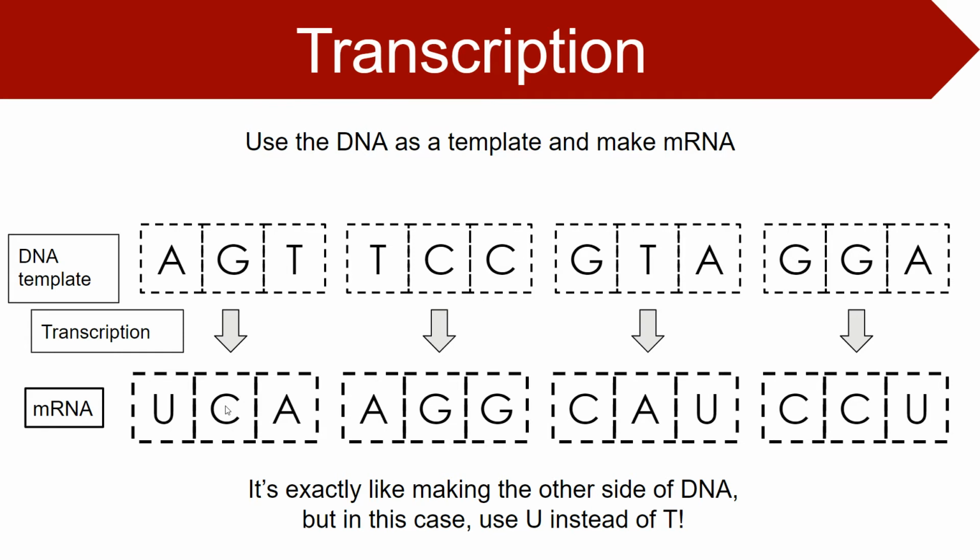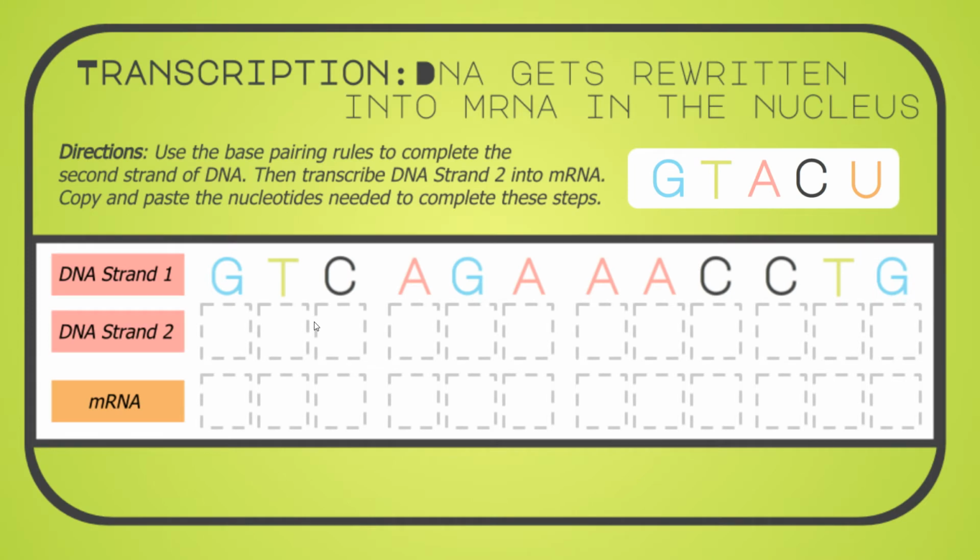That's the easy one. So what do we do with the T that's in DNA? Well, T still pairs with A, and that's okay because there are A's in mRNA. So every time we see a T, we put an A. C's become G's, G's become C's, T's become A's. And the exception is when we see an A, we wanted to put a T, but we have to put a U.